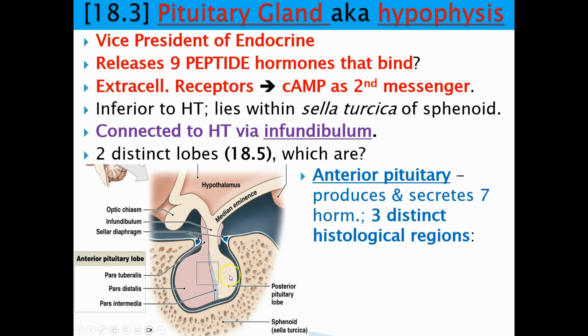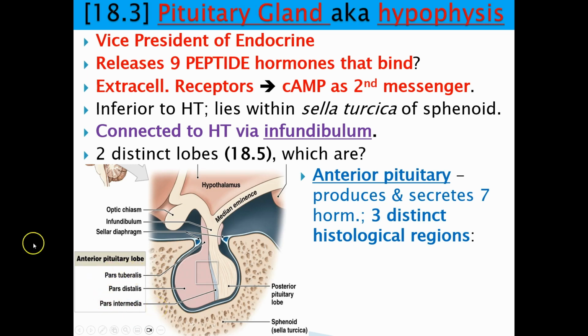It's because we're dealing mostly with neural tissue, where here we're dealing with true glandular tissue, which, if you remember, is epithelial. So this is more neural based, this is more epithelial, which is pretty unique. All right, but anterior pituitary, notice it produces and secretes 7 hormones, and so it does produce 7 total hormones.